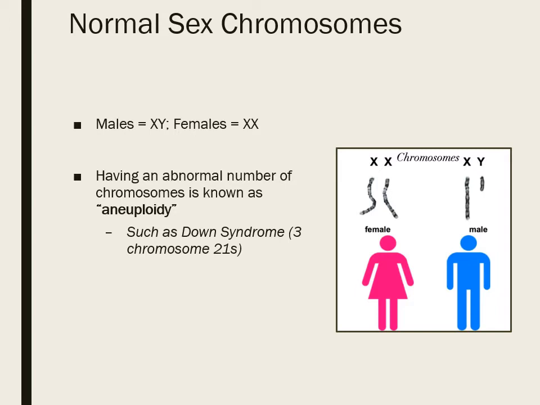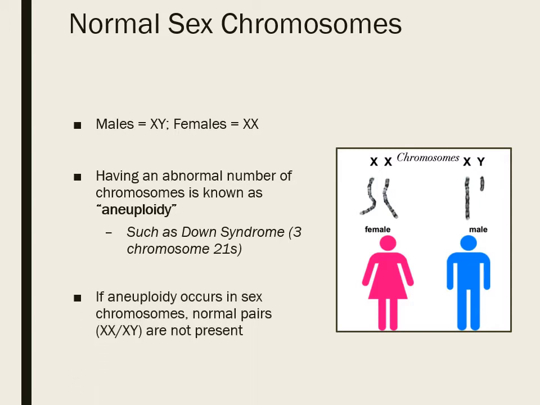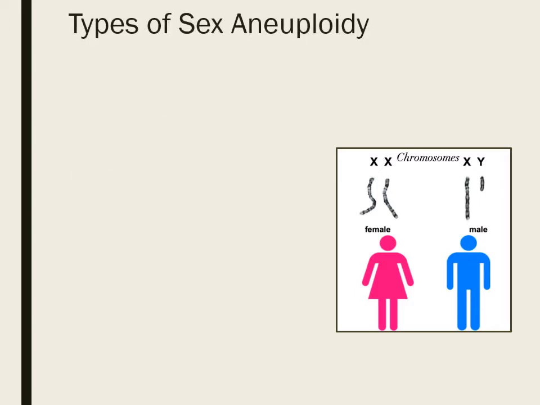Now you can have an abnormal number of chromosomes, and when you have an abnormal number, it's known as an aneuploidy. One common aneuploidy is Down syndrome. In this case, individuals with Down syndrome have 3 chromosome 21s. However, aneuploidy can also occur in the sex chromosomes. In that case, you may not have the normal pairs, either XX or XY, present. We'll talk about different types of sex aneuploidy. There are really 4 main types, though there are multiple additional combinations you could have.